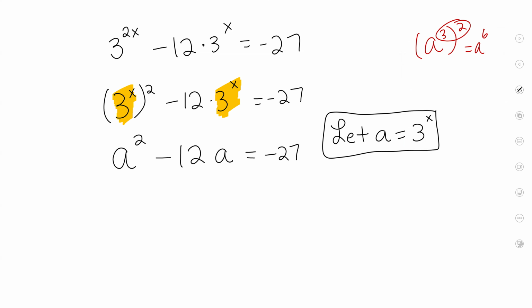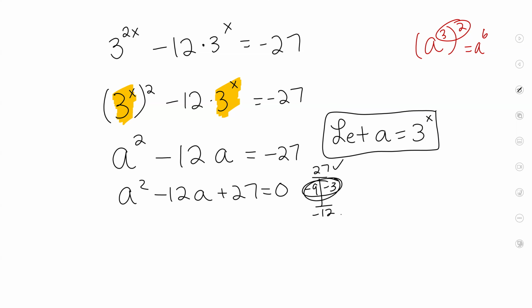Okay, now let's solve for a. I'm going to factor. So I'm going to rewrite this as a squared minus 12a plus 27 equals 0. And I need two numbers that multiply to 27 but add to give me negative 12. That'll be negative 9 and negative 3. These will multiply to 27, but they'll add to negative 12. So those are my factors. A minus 9 and a minus 3 will give me 0. Okay, now let's keep solving. I'll get a equals 9 and 3.